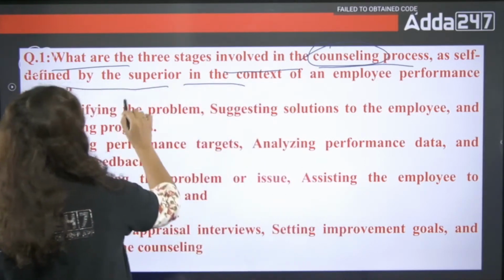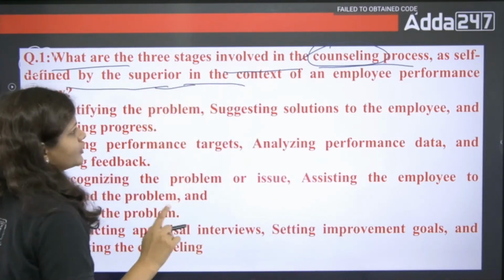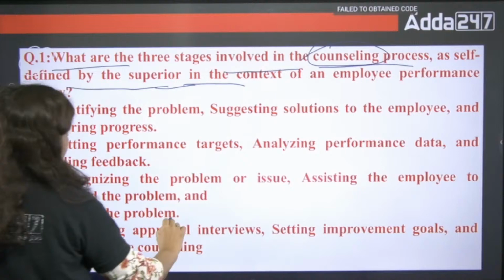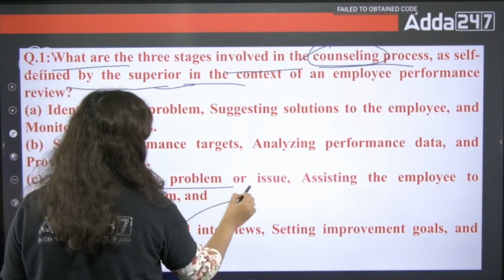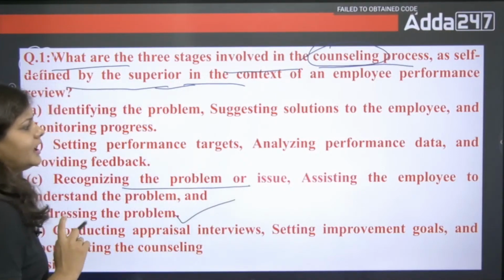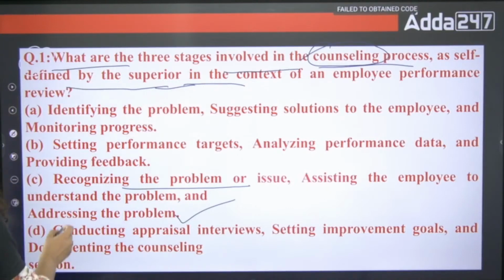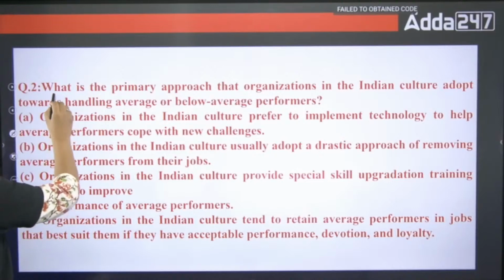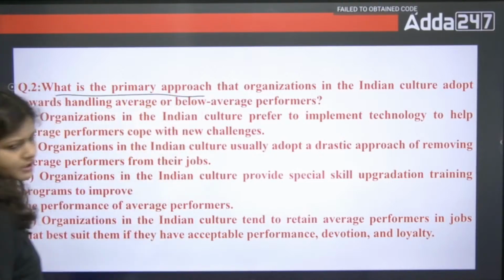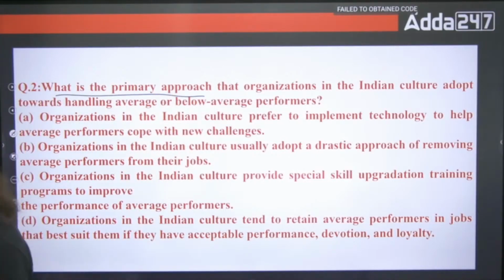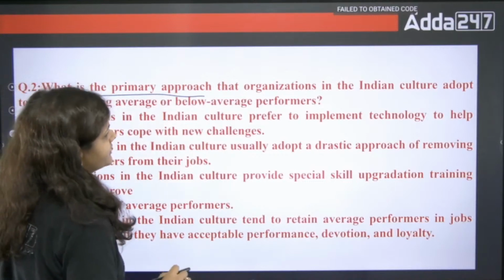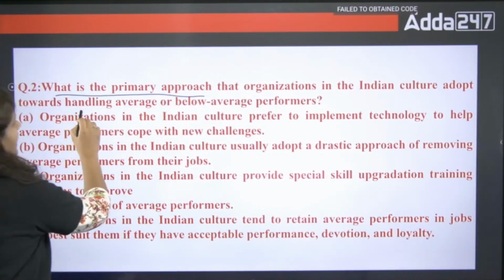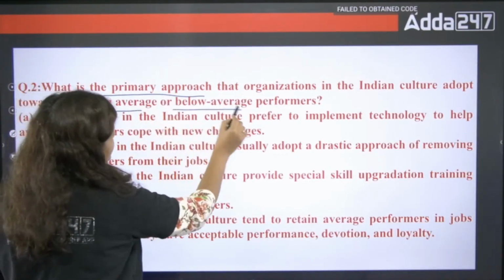As self-defined by the superior in the context of an employee performance. The right answer here is C. First, you have to identify the problem or issue, assist the employee to understand the problem and address the problem, right? Second question: what is the primary approach that organization in Indian culture adopt towards the handling average or below average performer?